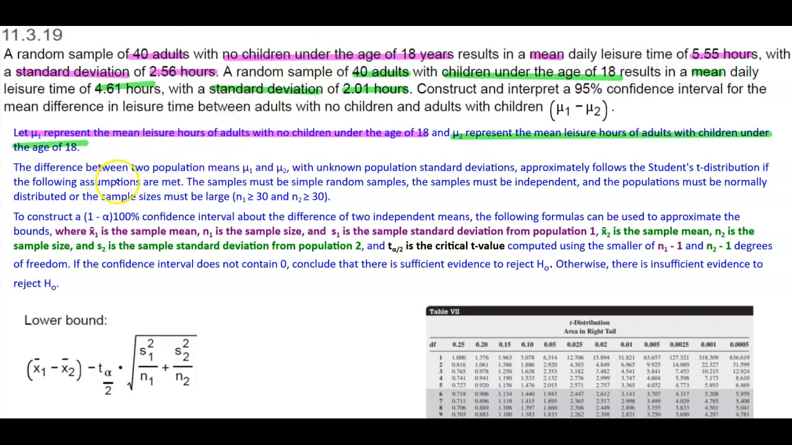Okay, now the difference between two population means, population mean 1 and population mean 2, with unknown population standard deviations, approximately follows the Student's t-distribution if the following assumptions are met. The samples must be simple random samples, the samples must be independent, and the populations must be normally distributed or the sample sizes must be large. So the sample sizes are large, so we know that it satisfies that condition.